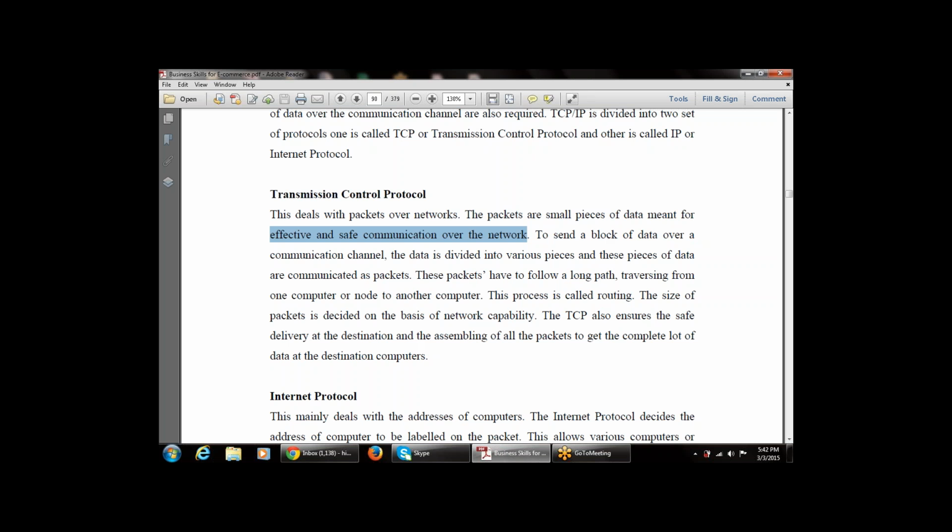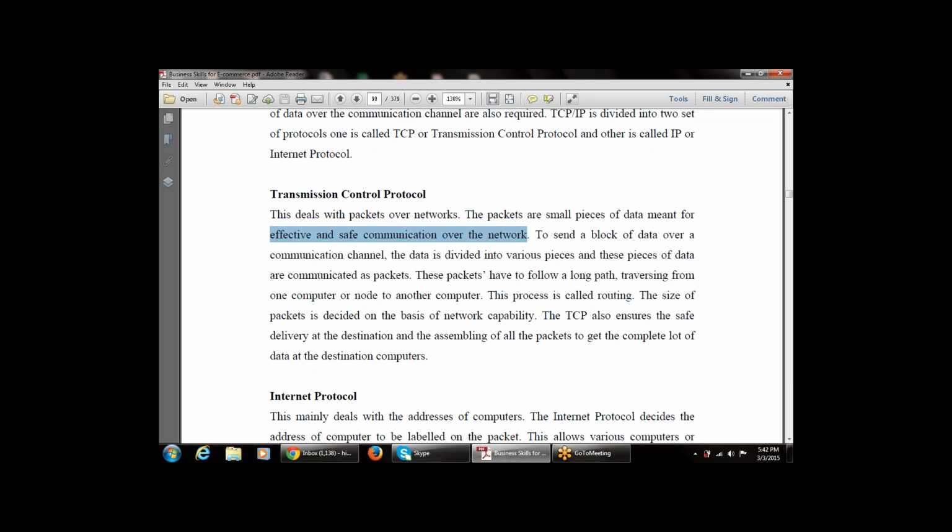So the size of the packet is decided on the basis of network capability. So what is the network capability? The size of the packet depends on the network capability. TCP also ensures the safe delivery at the destination.